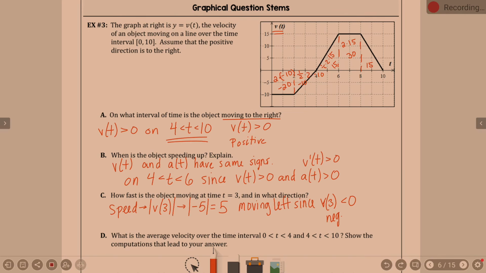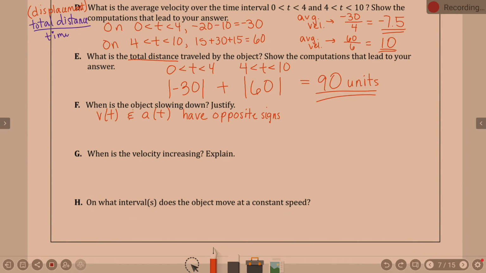From 2 to 4, I have a negative velocity, positive slope, so positive acceleration. And from 8 to 10, velocity is positive, but has a negative slope. So on 2 to 4, velocity is less than 0 and the acceleration is greater than 0. And from 8 to 10, velocity is greater than 0, and acceleration is less than 0.